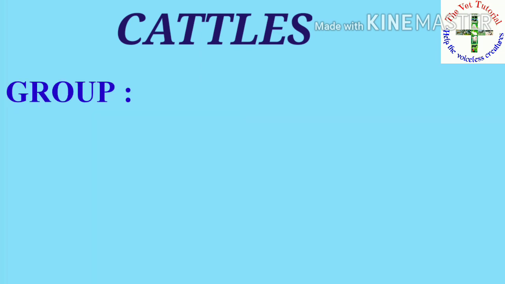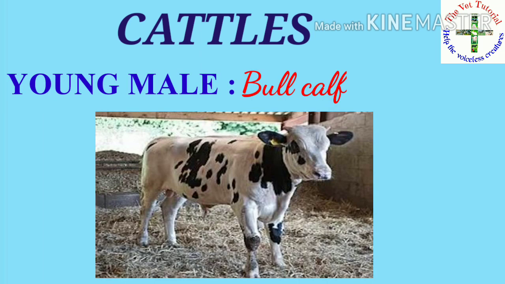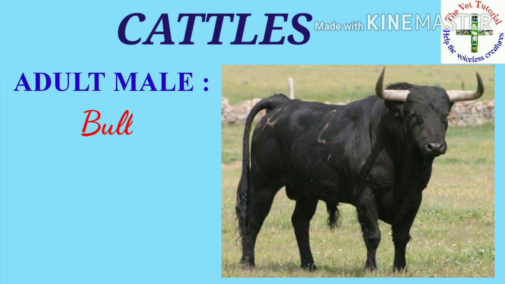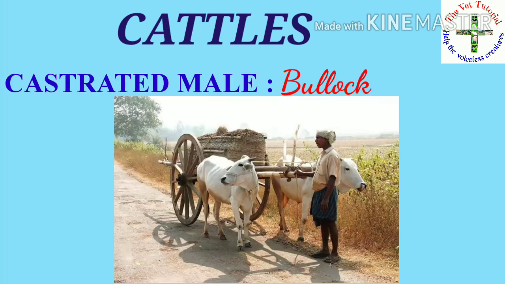Then the group of cattle is known as herd, newborn is known as calf and it is below 6 months of age. Young male is known as bull calf and young female is known as heifer and it is above 6 months of age up to first calving. Adult male is known as bull, which is used for breeding purposes or covering the cows. And then adult female is known as cow and which is from the date of first calving.